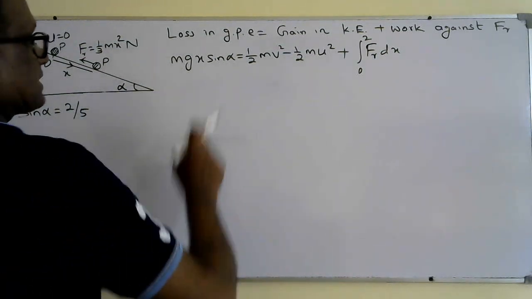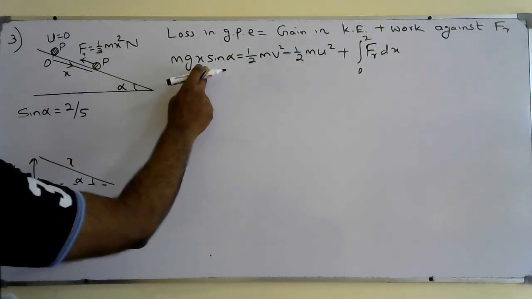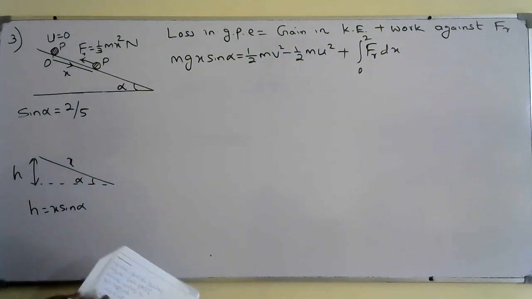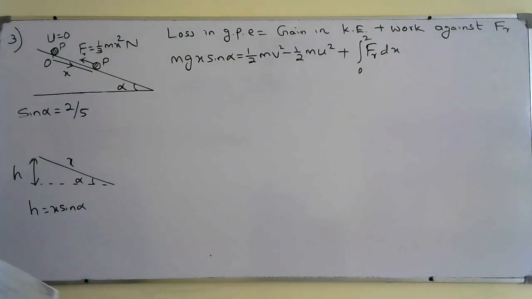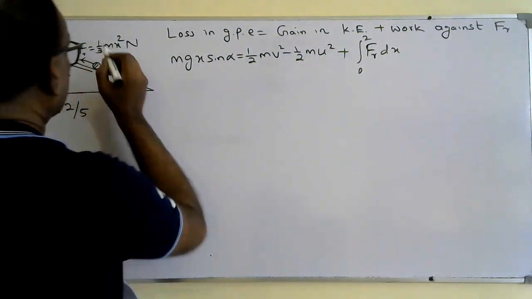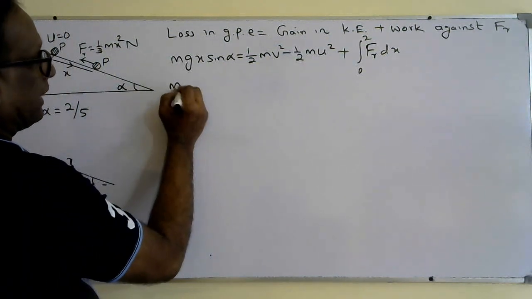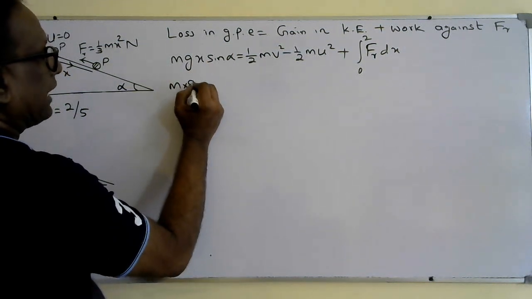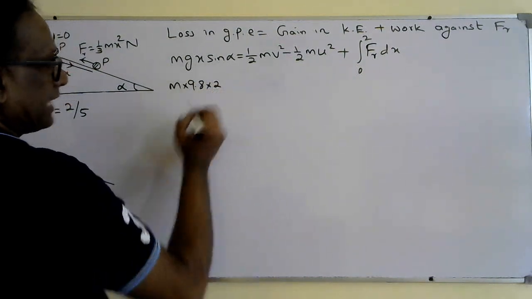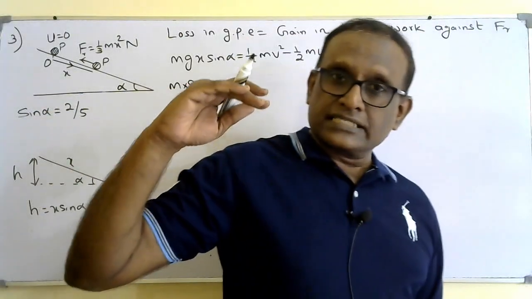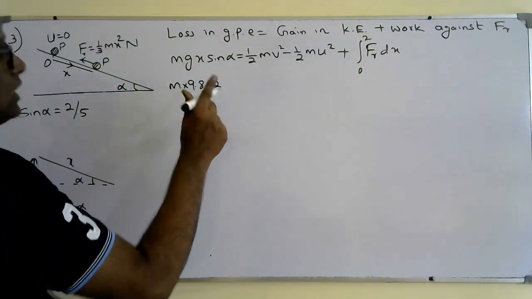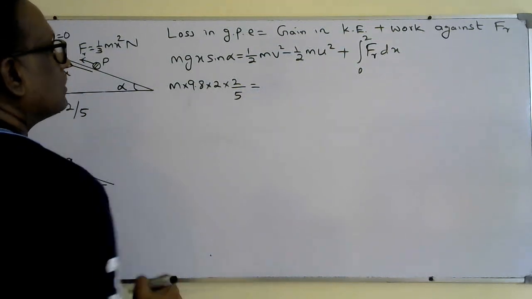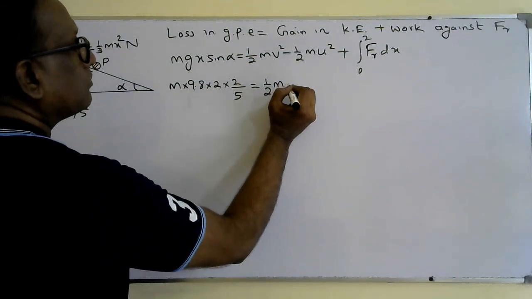Okay, we'll continue. mgx sine alpha. So x is going to be 2, the mass m is given. When I substitute for the force, m will get cancelled. I substitute g also, m times 9.8 times x is 2, because they asked to find the speed when it moves a distance of 2 meters. And sine alpha is given as 2 by 5, equal to half mv squared.